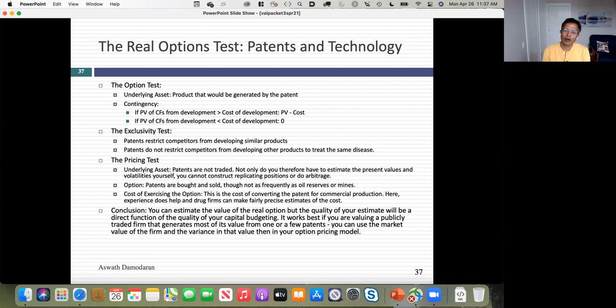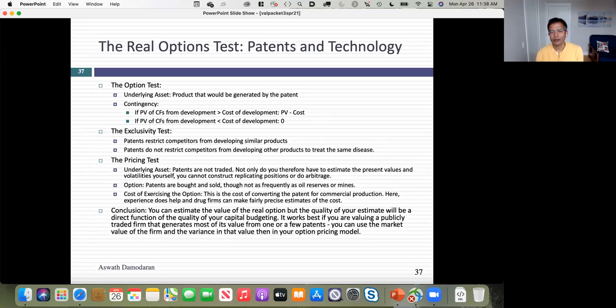And thirdly, can I use an option pricing model? Barely. Do you see why? The underlying asset is the drug that comes out of the patent that can't be traded. The patent itself is not traded, though sometimes you might see companies buying and selling it. Neither the underlying asset nor the option is traded. So it's not that I cannot use an option pricing model, but it's going to be much more difficult for me to monetize that model.